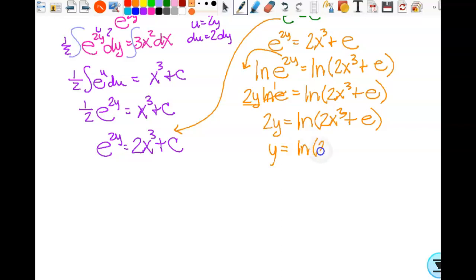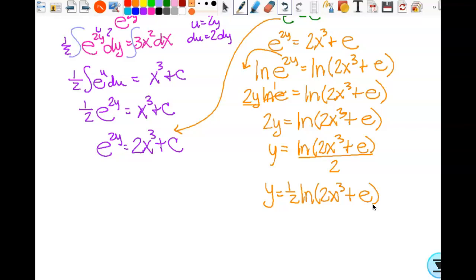So natural log of 2x cubed plus e, all over 2. Okay? And make sure that you understand that this is the same thing as y equals 1/2 times the natural log of 2x cubed plus e. One is not better than the other, but for multiple choice purposes, make sure you recognize that those are the same. Okay? We good?